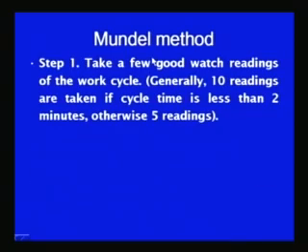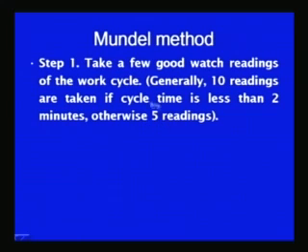The second method of finding the number of observations required for timing each element depends upon the degree of scatter in the data which is being obtained. In this method, initially good watch readings of the work cycle are obtained, and then the maximum and minimum values are determined. Generally 10 readings are taken if the cycle time of the job is less than 2 minutes, and for jobs of more than 2 minutes, normally 5 readings are taken.